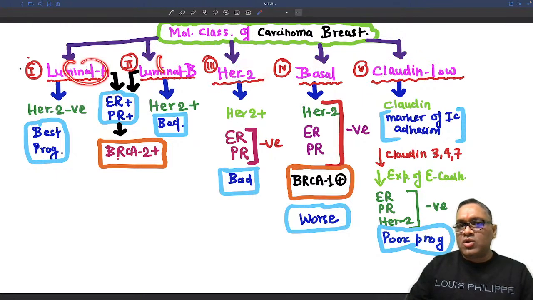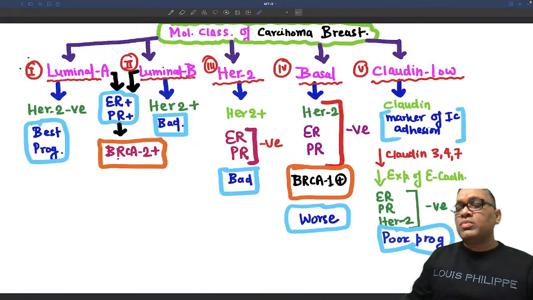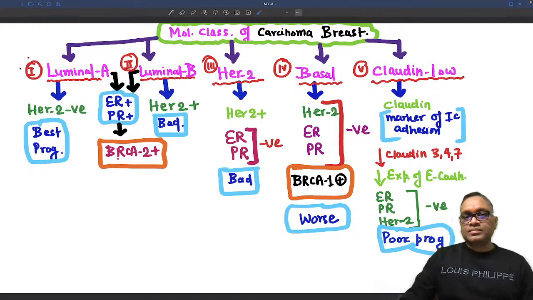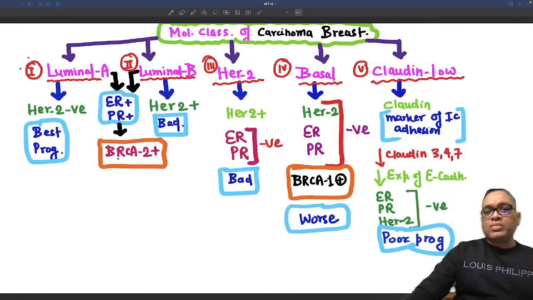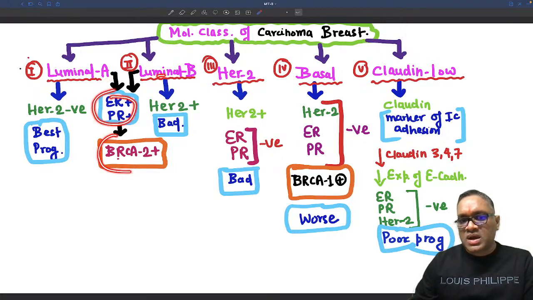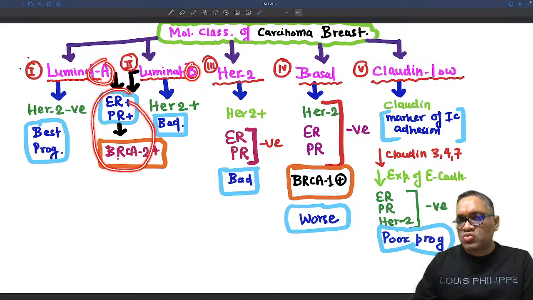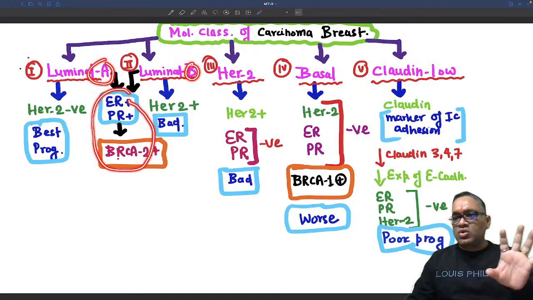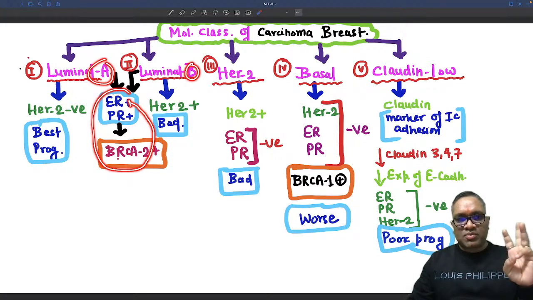So luminal A and luminal B. First we will focus on luminal A and luminal B. So what is common here in luminal A and luminal B? Right? Luminal A and luminal B, what is common? Both are ER/PR positive and BRCA2 mutation will be present. Right? So please remember, luminal A and B will be having ER/PR and BRCA2 positive. So that is common to both luminal A and B. Both are ER/PR positive, both will be BRCA2 gene mutation positive.